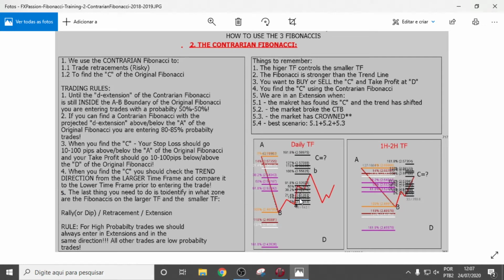Passion, can you repeat? Yes, sir. For high probability trades, we should always enter in extensions.